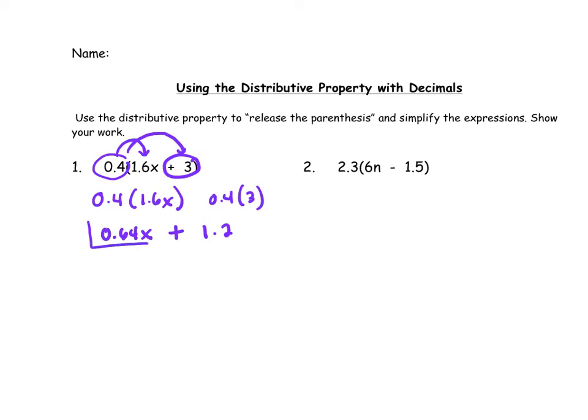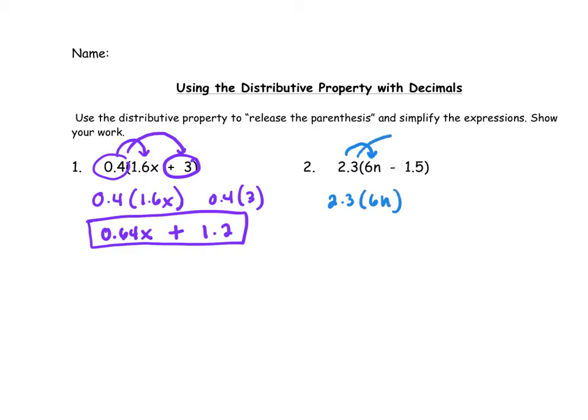So this is the final answer. We cannot combine these terms because this has an x and this does not. So 64 hundredths is called a coefficient and 1 and 2/10 is called a constant. So now let's go and try the next one. So we're going to write 2 and 3/10 times 6n.